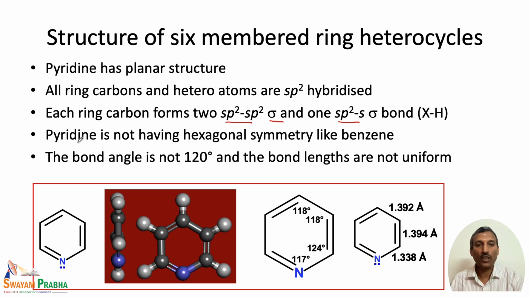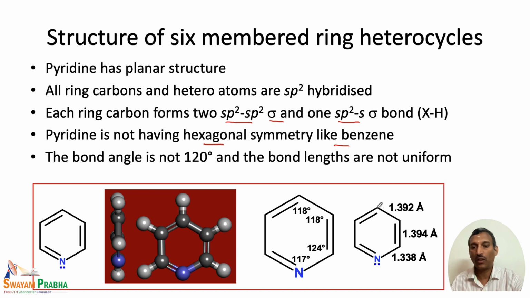We have also seen earlier that pyridine is not having a hexagonal symmetry similar to benzene. So, how do we know it is not having the hexagonal symmetry? The thing is like we can actually find out from the different bond length. So, in the case of benzene, we have uniform bond length for all the carbon atoms, but in the case of pyridine, we have different bond lengths. So, that means there is no hexagonal symmetry possible in this particular system.